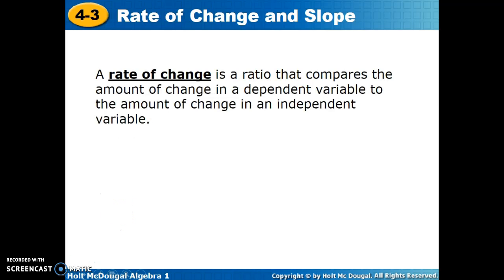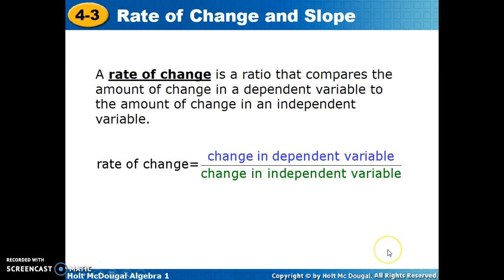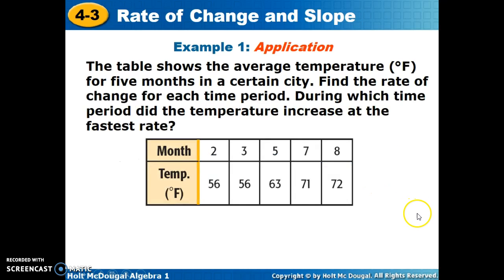A rate of change is the ratio that compares the amount of change in the dependent variable to the amount of change in the independent. Notice the order in which we said them. It's dependent to independent. Therefore, dependent is the numerator, independent is our denominator, and recall that dependent is our change in the y variable, while change in the independent variable is the x. So we refer to a rate of change as the change in the dependent, or the y, over the change in the independent, which is the x. Let's go ahead and apply what we know already.